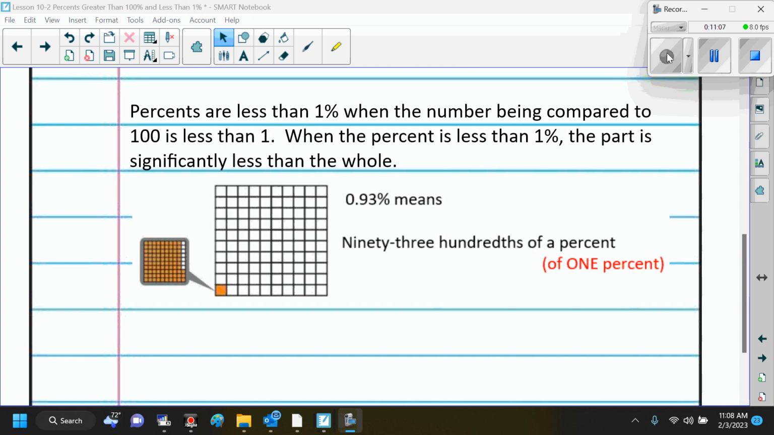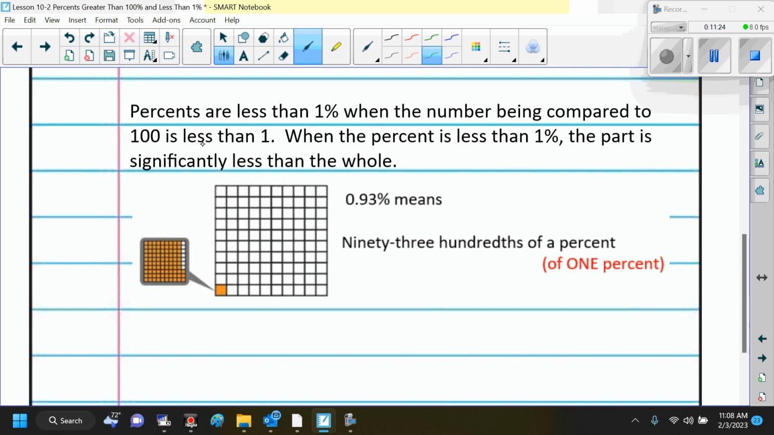Now it says here for the next, this is an intro to percents that are less than 1%. It says percents are less than 1% when the number being compared to 100 is less than 1. Less than 1, of course, means what? That means they are a decimal or fraction. Very good. Decimal or fraction.